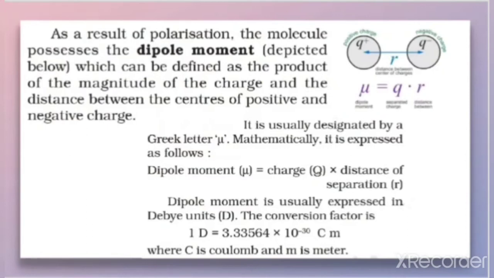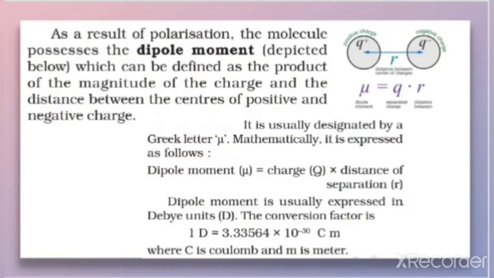Here, what will be the unit for this? The dipole moment is usually expressed in debye units. 1 debye is equal to 3.33564 into 10 raised to power minus 30 coulomb meter. Here C is coulomb and m is the meter.